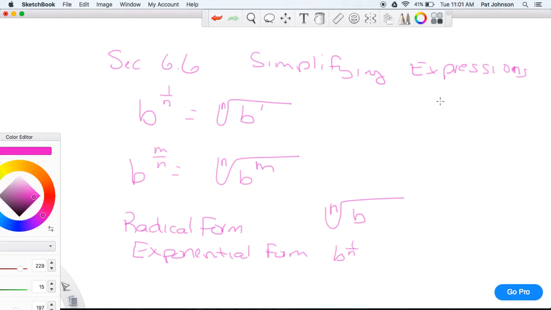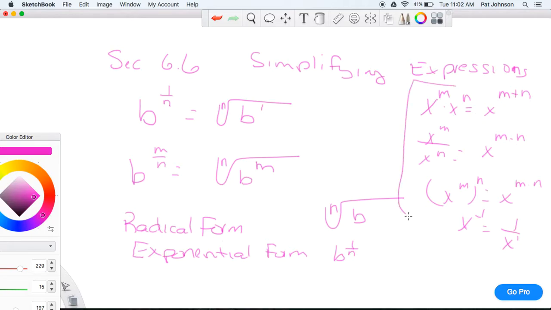So the product rule: x to the m times x to the n equals x to the m plus n. The quotient rule: x to the m divided by x to the n is x to the m minus n. The power rule: x to the m raised to the n is x to the m times n, and x to the negative n is 1 over x to the n. Okay, so you can't forget these rules. You're going to have to know these.